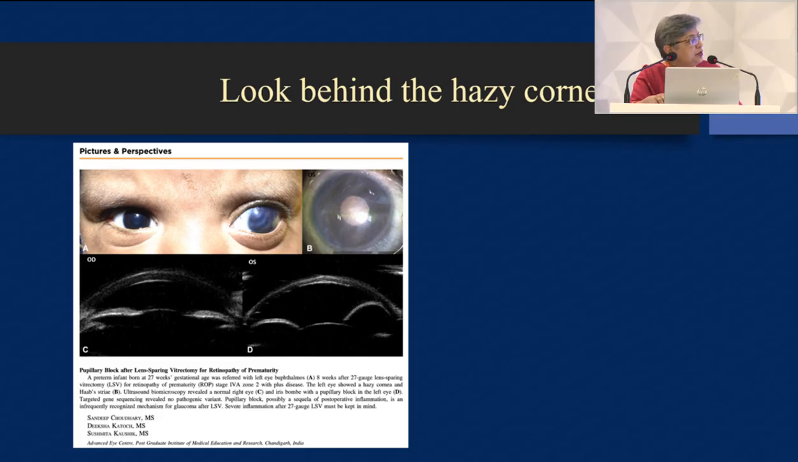What we noticed was actually pupillary block glaucoma, and we did do a combined trab with trab, but I think what had worked in this was actually just the iridectomy and allowing the aqueous to come through.